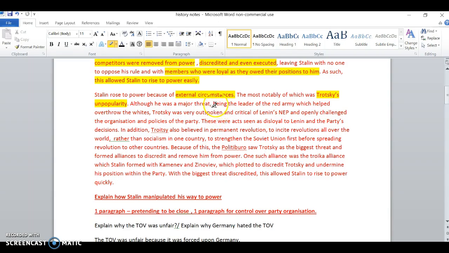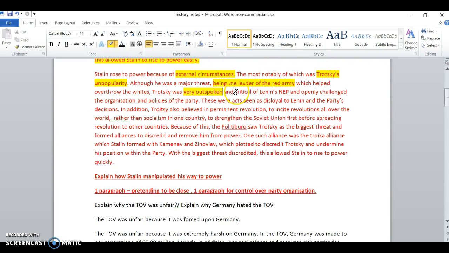Okay, who was he? Leader of the Red Army. What was his character? Outspoken. What is his main criticism? Lenin's NEP, and he openly challenges the policies of the party. So the main things that he believed were permanent revolution as opposed to socialism in one country. This is the crux. This is another key point that you must know.